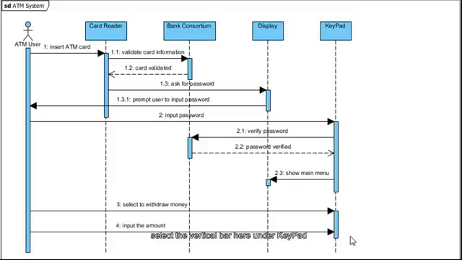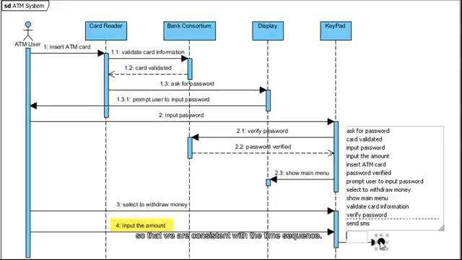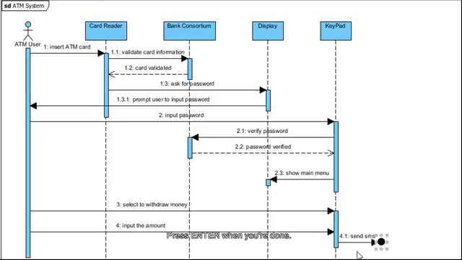To draw it, select the vertical bar here under keypad. Look for the icon that reads Lost Message. Drag it to the right. While holding down the mouse button, move down to a place where it is below the message number 4 so that we're consistent with the time sequence. Release the mouse button, and for the message, type in Send SMS. Press enter when you're done. There, we've just finished drawing the entire sequence diagram example.